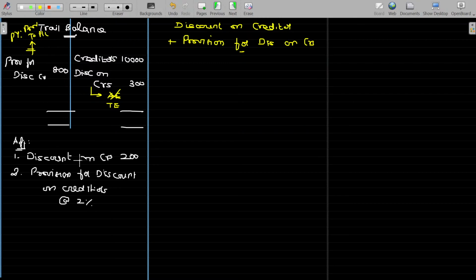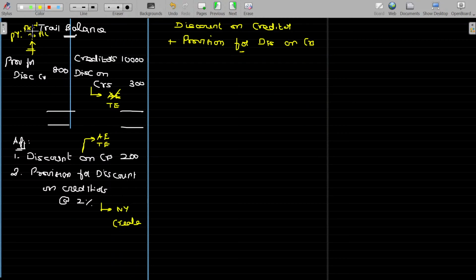In adjustment, if we have the discount on creditors, for this we have to first of all pass the adjustment entry. After passing the adjustment entry, whatever the discount on creditors is there should be transferred to the P&L account, right? So that will be called as transfer entry. So we have to pass these two entries. And provision for discount on creditors given this adjustment meant for the next year. So we have to create it.